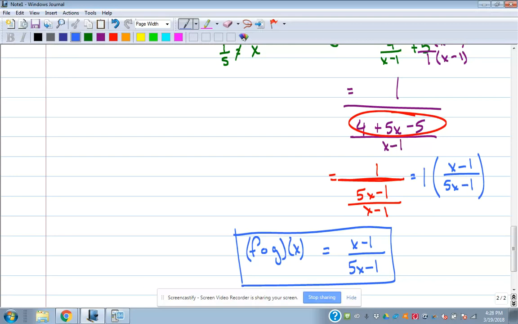Yes, sir. So restrictions in the second function, g of x, always just carry over? Yes. Always. Always just carry over.